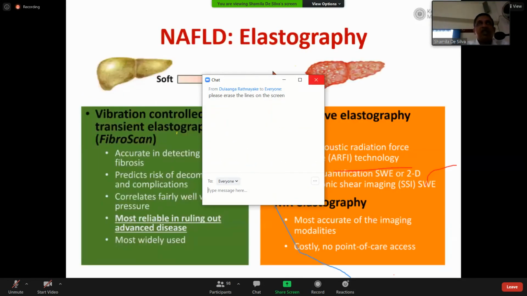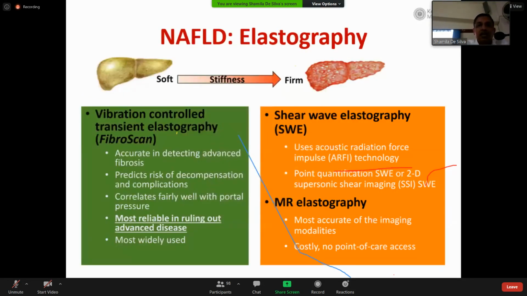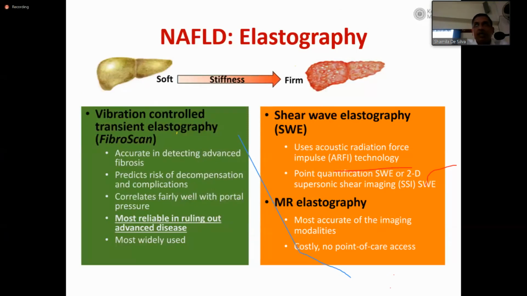Once we have the serological assessment, we tend to go on to imaging-based modalities to assess the liver fibrosis. There are three methods. One is vibration-controlled transient elastography, or VCTE. The more used term is FibroScan. The other one is shear wave elastography, and the best is MR elastography. Obviously, we can't be doing MRI on all these patients. So the point of care imaging assessment of liver fibrosis is by FibroScan. That is the most widely used. It is very reliable to exclude advanced fibrosis.